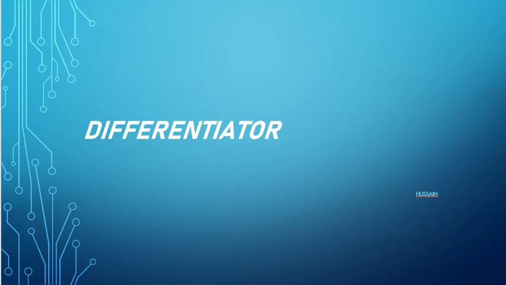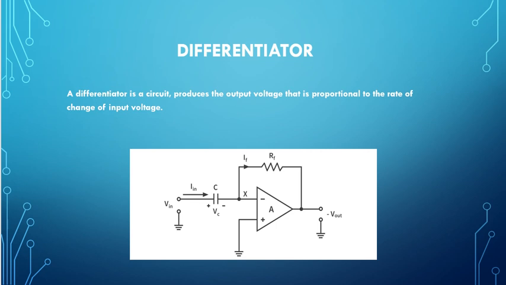Today I am going to tell you about the differentiator in op-amp. Today my topic is differentiator in op-amp. The definition of the differentiator is: a differentiator is a circuit that produces an output voltage that is proportional to the rate of change of input voltage. Here see the diagram of differentiator.